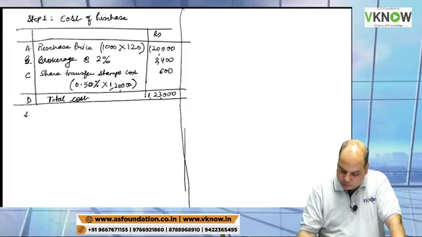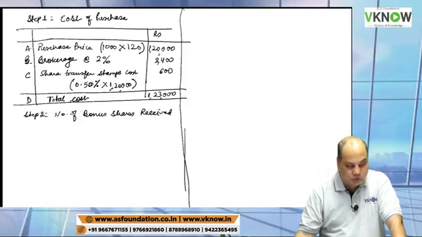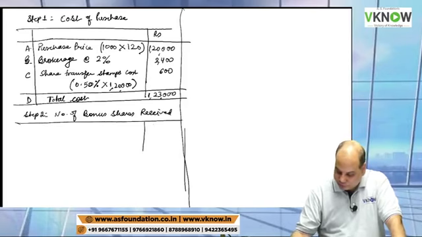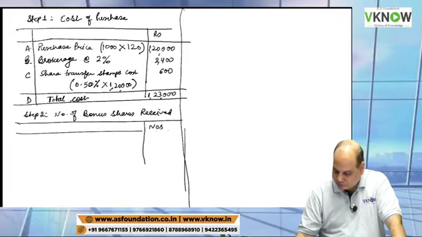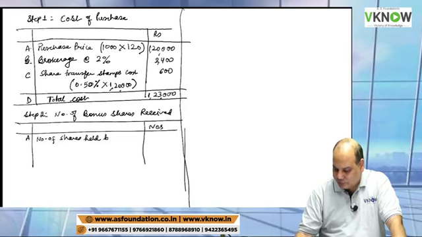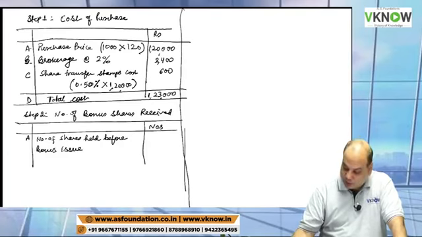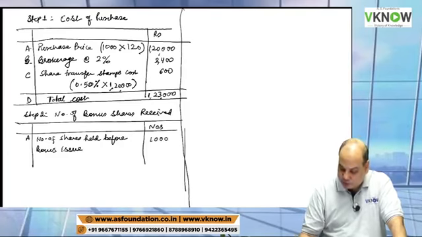Step 2, write down number of bonus shares received. Right hand side numbers. First point A, number of shares held before bonus issue. Number of shares held before bonus issue is 1000.